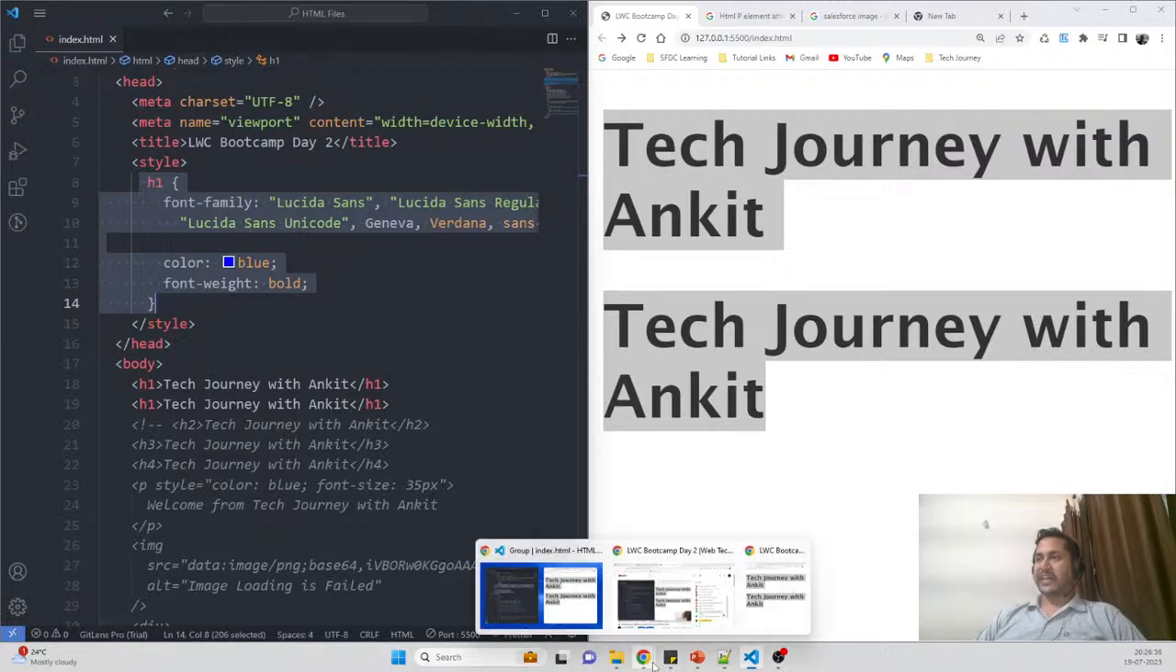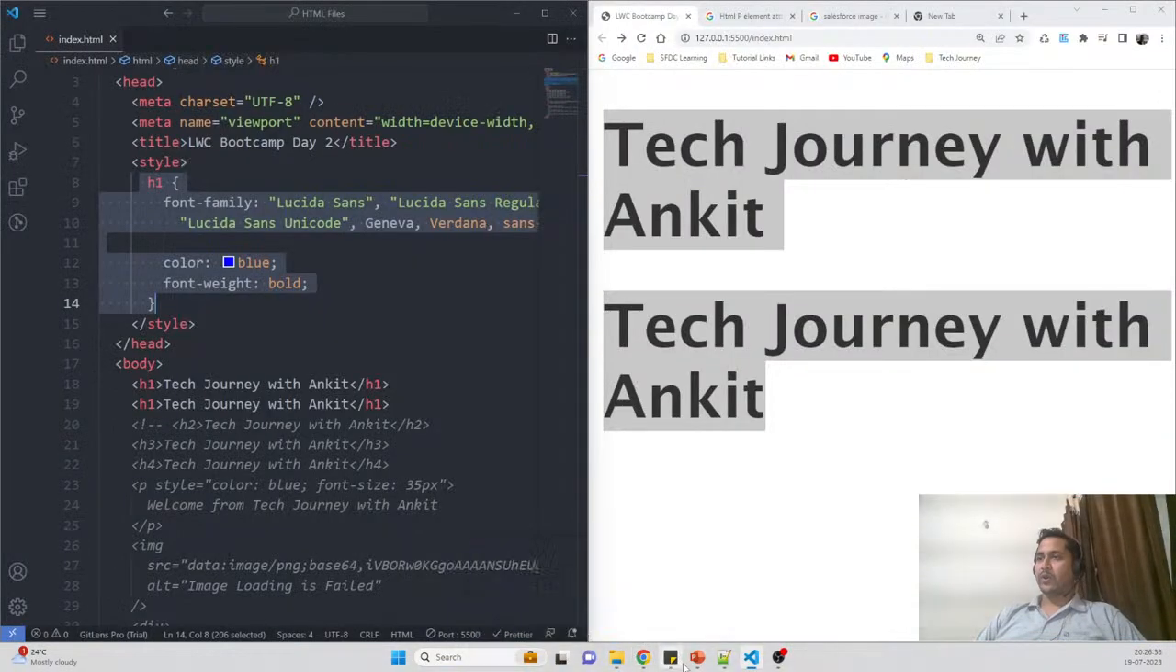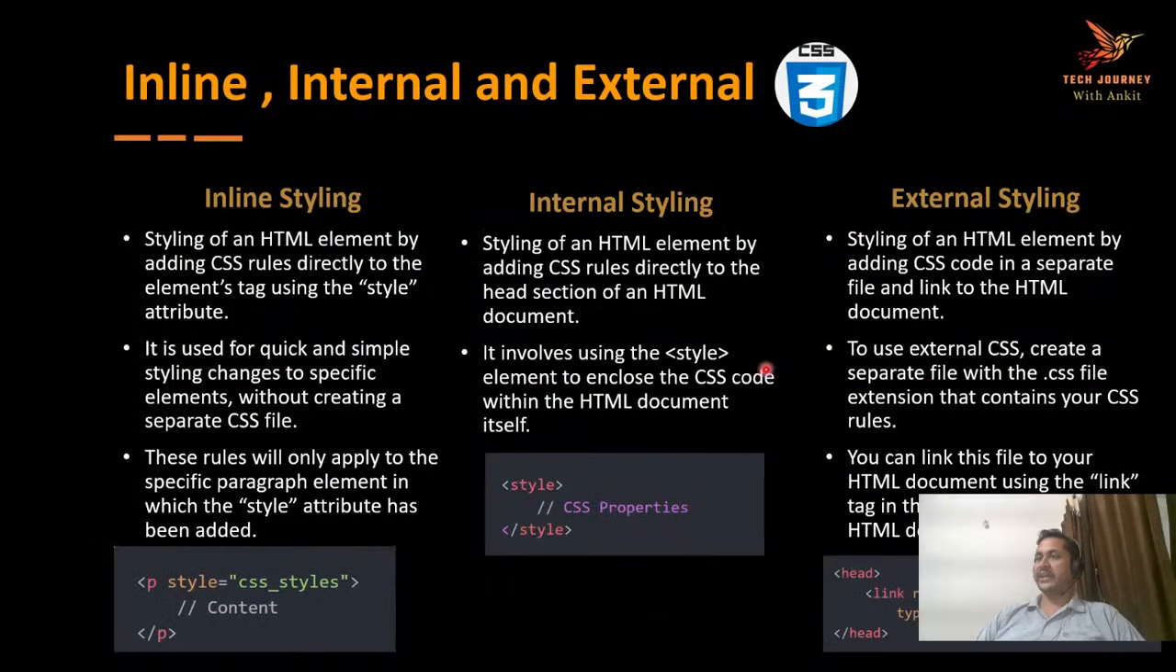The other way of styling that I'll give you a quick overview of, and we'll discuss more in detail tomorrow, is the external styling. In the external styling, we create a separate file and we name it with the extension .css. We write down the complete CSS code inside that file.